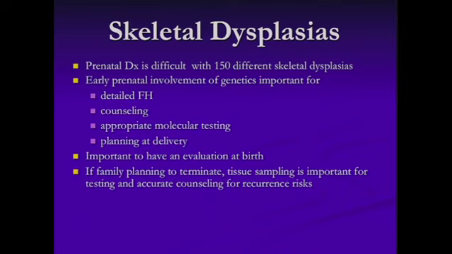Prenatal diagnosis is very, very difficult for skeletal dysplasias. There's 150, probably even more different skeletal dysplasias. And we can actually do some genetic testing for some of these, particularly if patients have a known family history with a known congenital abnormality that can be tested for with genetics. So frequently there's molecular testing available, and it can also be helpful to plan at delivery.